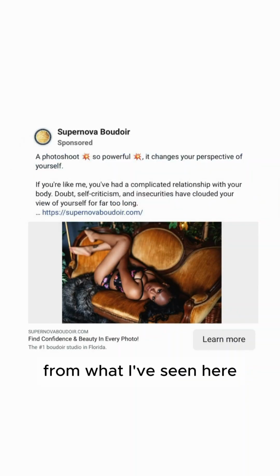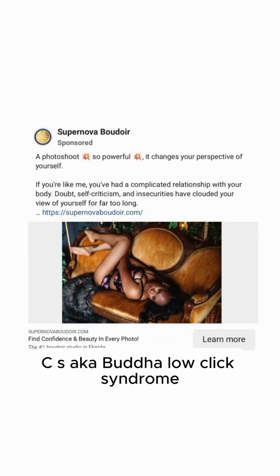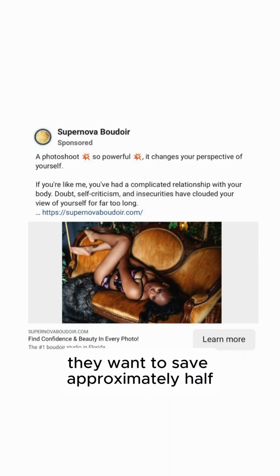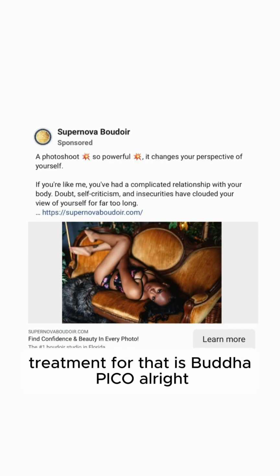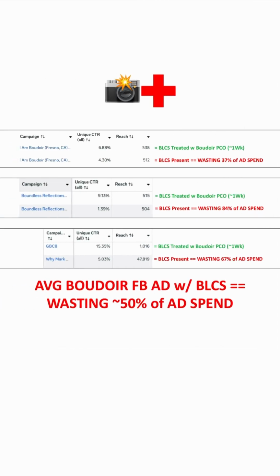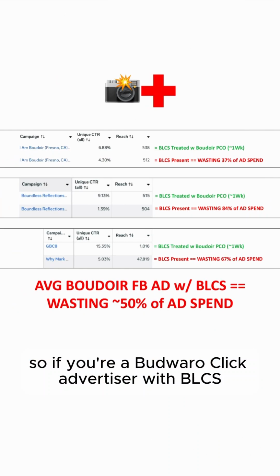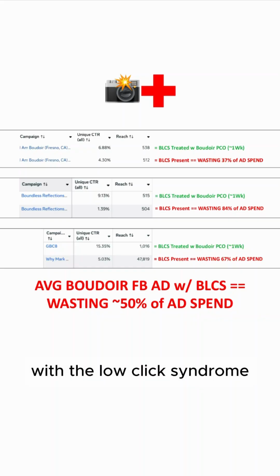So from what I'm seeing here, I do believe this Boudoir Facebook ad has BLCS, aka Boudoir low click syndrome, and if they want to eliminate approximately half their wasted ad spend, the treatment for that is Boudoir Pico.